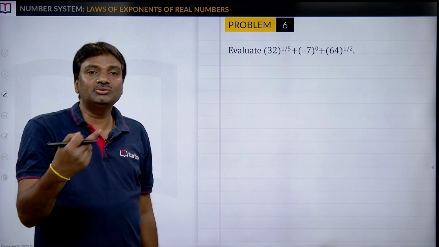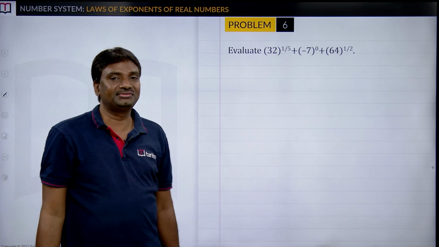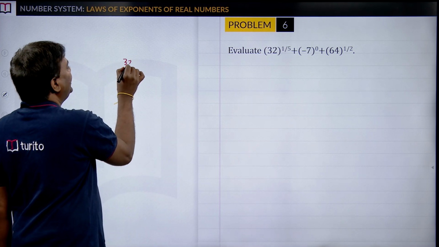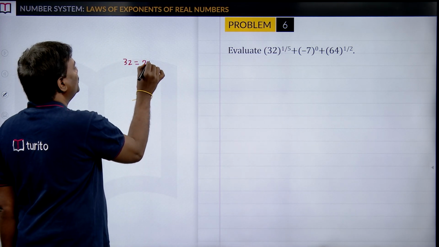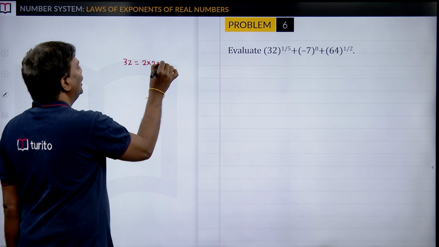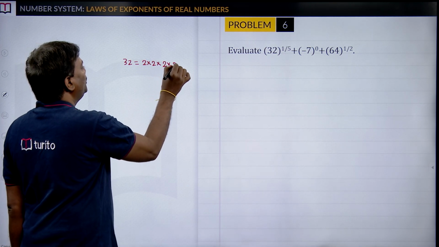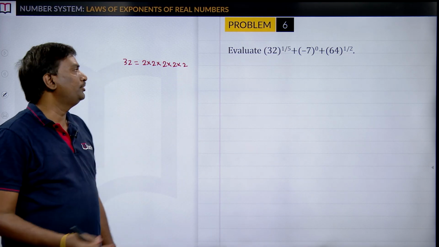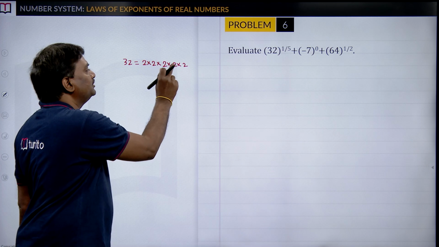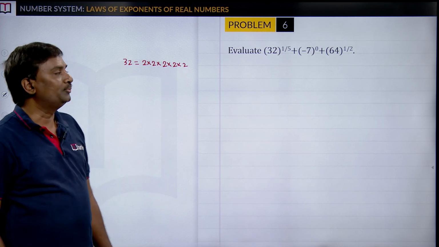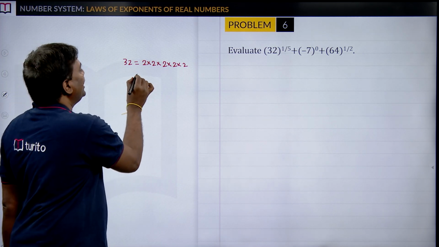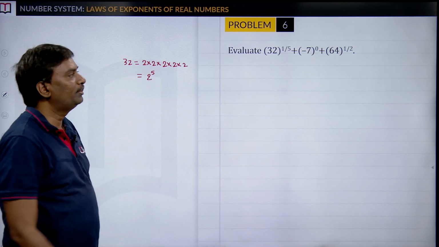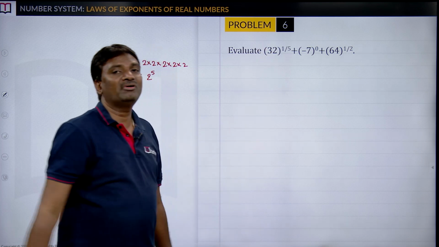So according to the power, you can modify the base. Here 32 can be written as 2 into 2 into 2 into 2 into 2, 5 times. 2 into 2 is 4, 4 into 2 is 8, 8 into 2 is 16, 16 into 2 is 32. So that's why 32 can be written as 2 power 5. So 2 power 5 power 1 by 5.